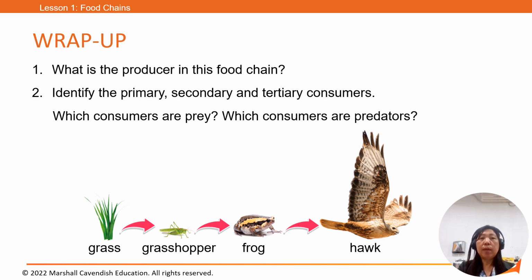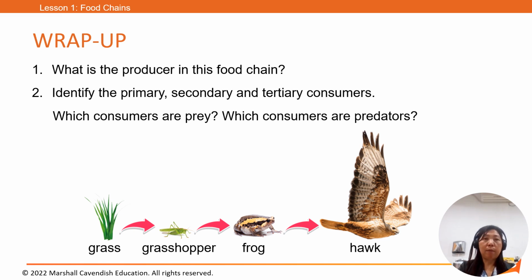hawk. So we can say that the grasshopper is the primary consumer and also the prey for the frog, right? And then the frog is the secondary consumer, predator of the grasshopper, and also the prey for the hawk. Meanwhile, the hawk is the tertiary consumer and also a predator. In this example, we do not discuss how the hawk can also be eaten by other animals. We are going to study only until the tertiary consumer.